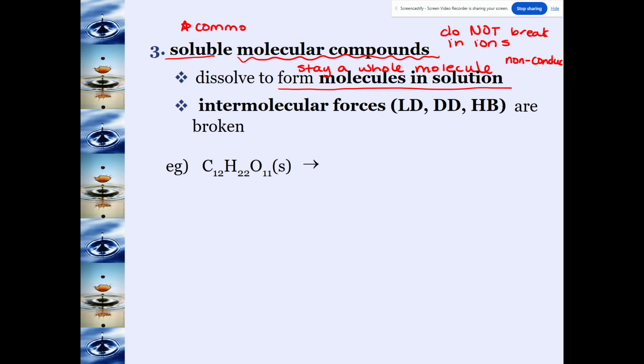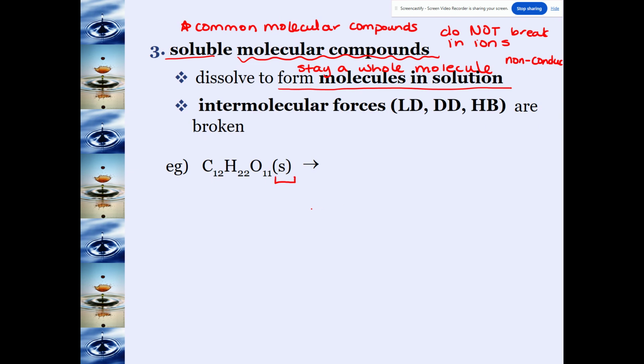So when I have a molecular compound, remember your common molecular compounds on the front of the periodic table. All of those common molecular compounds are soluble, right? There's no solubility chart for molecular compounds. So to determine solubility, if they're one of the common ones on the front of your periodic table, they will be soluble.